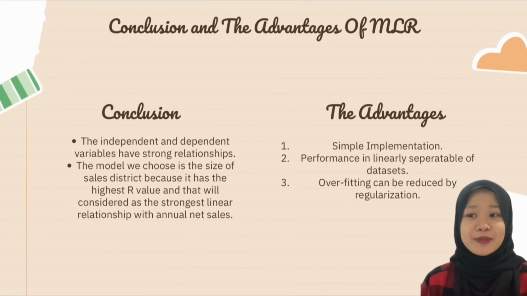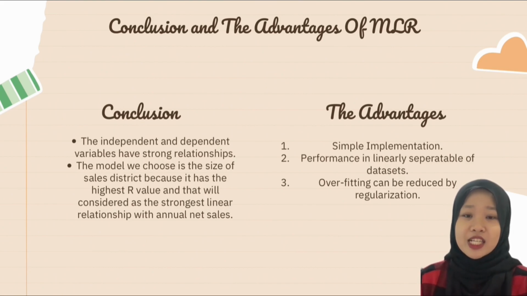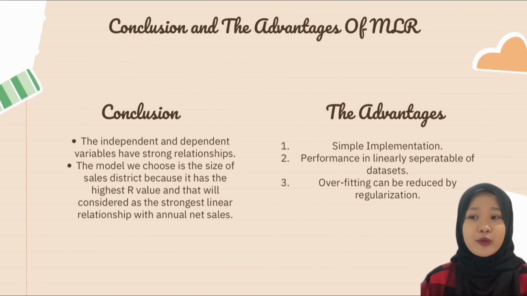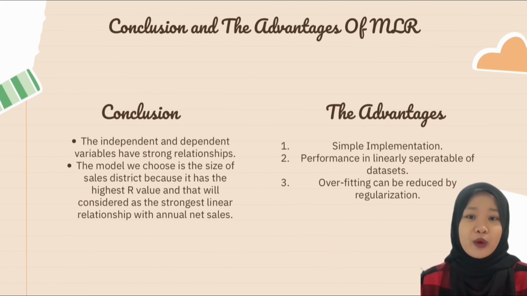Conclusion: the independent and dependent variables have strong relationships. The model we choose is the size of sales district because it has the highest R value that we consider as the strongest linear relationship with annual net sales.